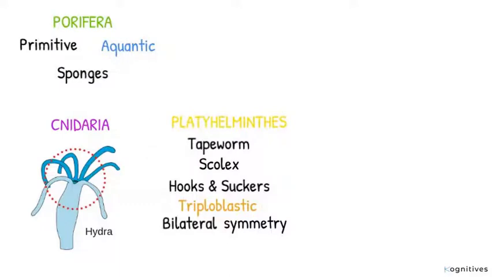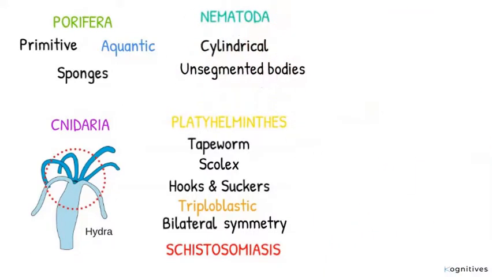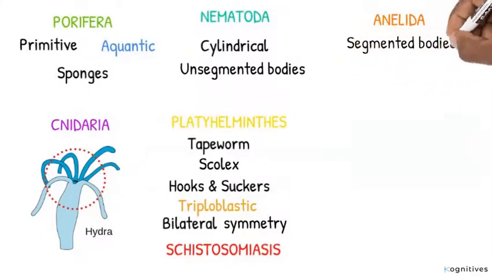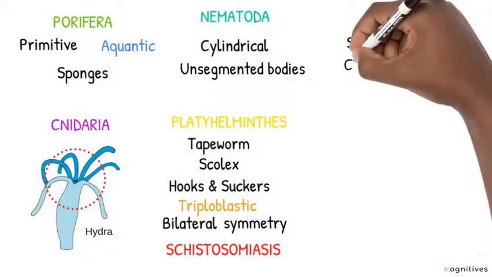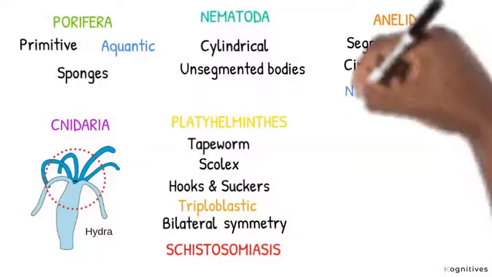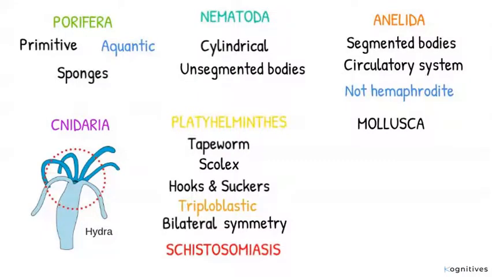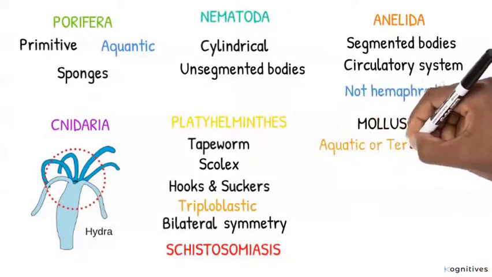fluke, which causes schistosomiasis. The organisms under phylum Nematoda are collectively called roundworms. This is because they are cylindrical in shape and they have unsegmented bodies. Organisms under phylum Annelida are more developed than nematodes because of at least three reasons. The first one is that, unlike the nematodes, the annelids have segmented bodies. Also, they possess a circulatory system, unlike the nematodes, and they also have separate sexes and as such are not hermaphrodites.